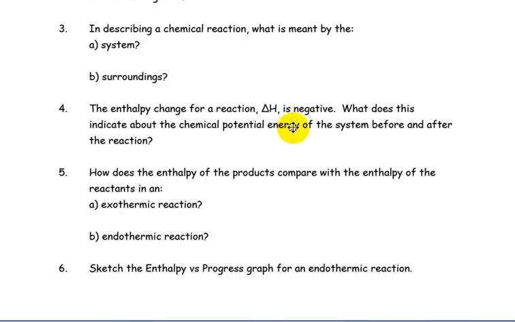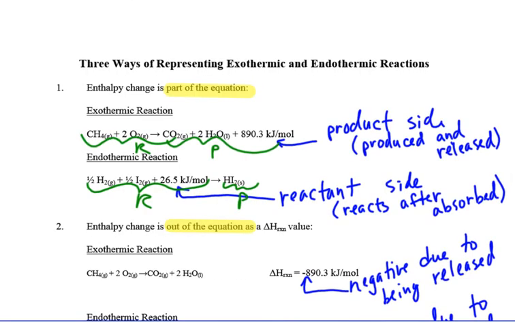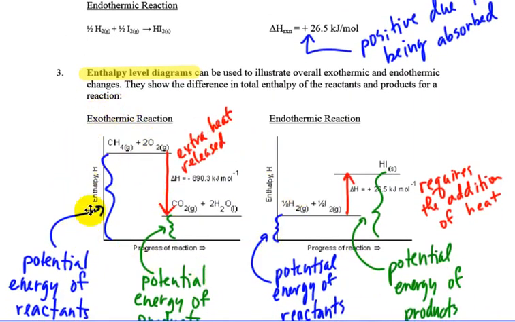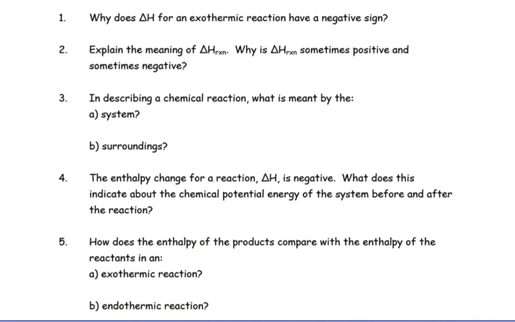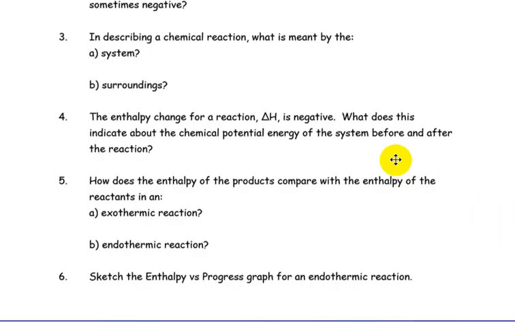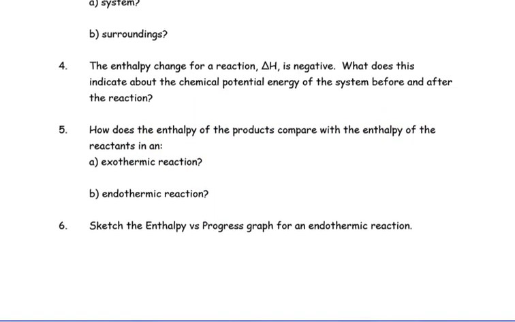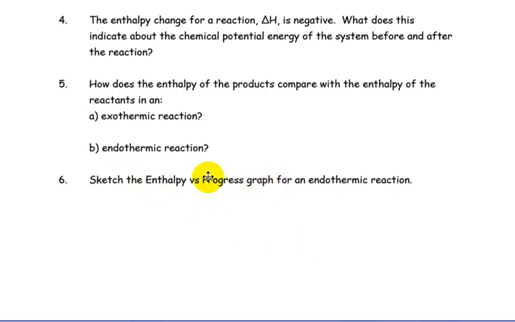If the enthalpy change for a reaction is negative, what does that indicate about the potential energy of the system before and after? So we're talking about this: potential energy before compared to after in order to be labeled an exothermic reaction, or a negative. How does the enthalpy of the product compare with the enthalpy of reactants in an exothermic and endothermic reaction? And then sketch just a random enthalpy versus progress graph for an endothermic reaction.